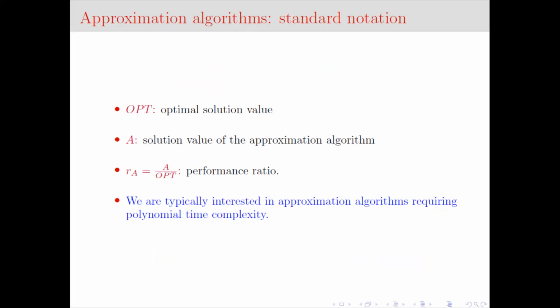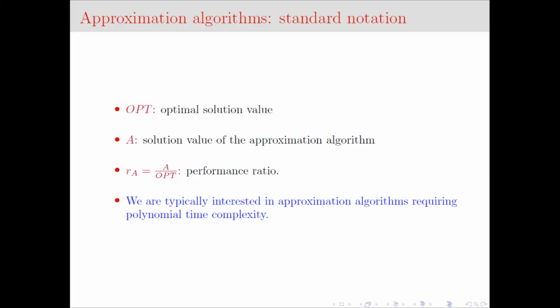So in the standard world of approximation, if we denote by opt the optimal solution value, and let's say that we have any algorithm, and we say that A, as an acronym for algorithm, is the solution value of the approximation algorithm, then we're looking for the performance ratio, which is the ratio A divided by opt. And of course, in approximation theory, we're interested in the worst case approximation ratio. So whatever instance you have, what will be the worst ratio A divided by opt.